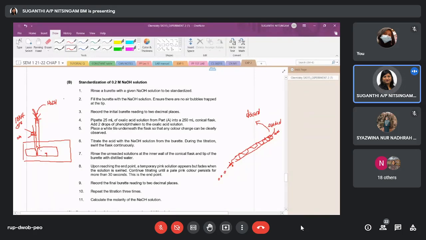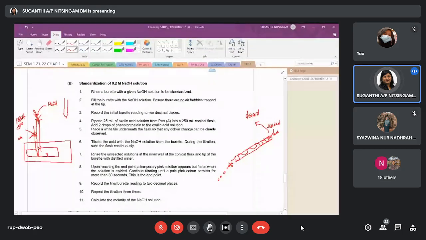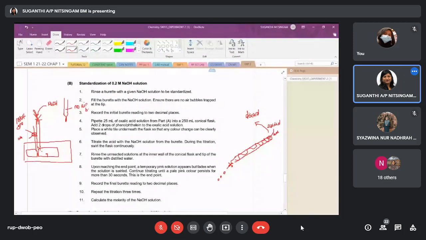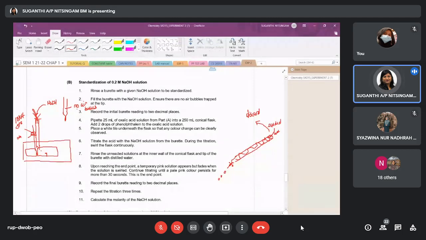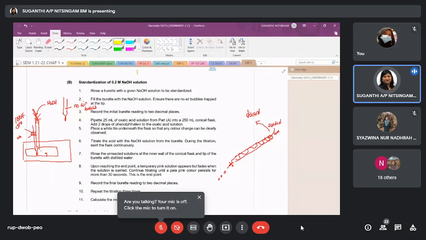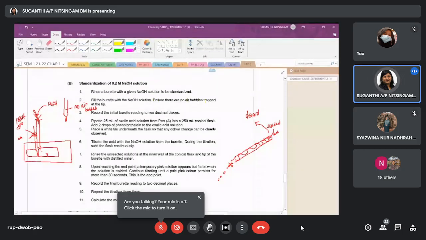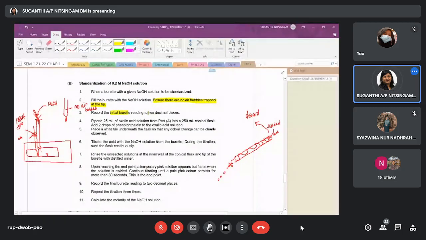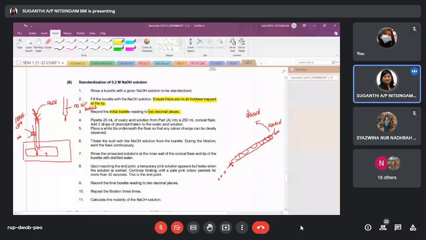For the burette, the most important thing is this part of the burette, where there is the tap. We must make sure there is no air bubble. If there is an air bubble, it will affect our reading later. Okay, don't worry. As we view the video, then you will understand what I'm trying to say. So always remember, when we talk about burette, ensure there is no air bubble trapped at the tip. This is important. This is a safety precaution also. Once you have recorded the initial reading, always remember the burette reading is 2 decimal places.